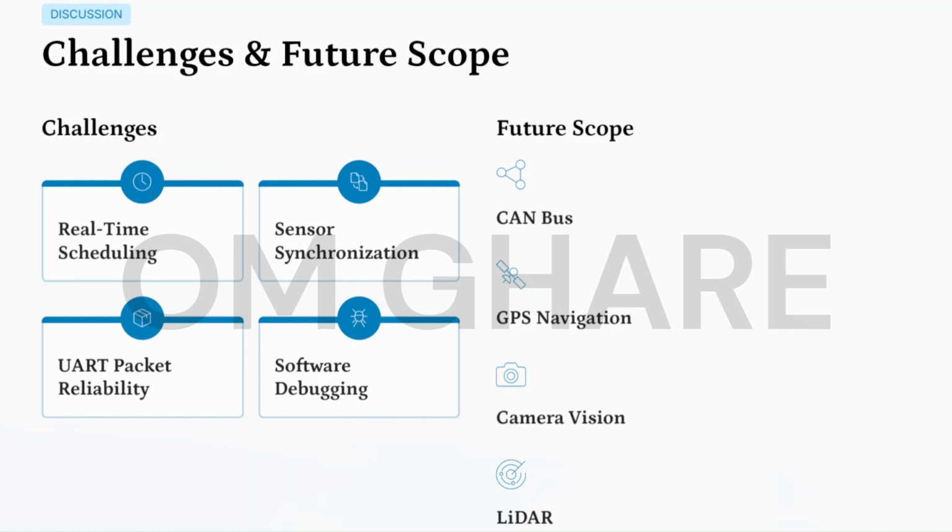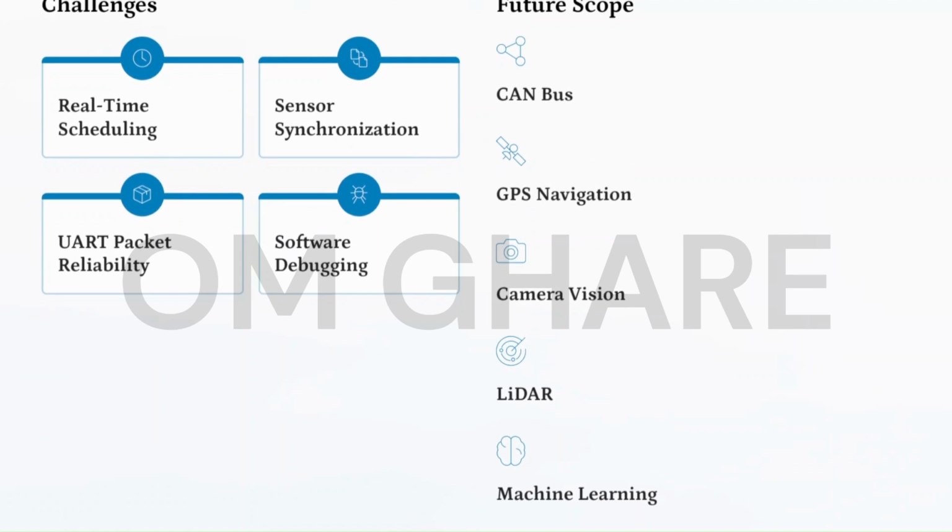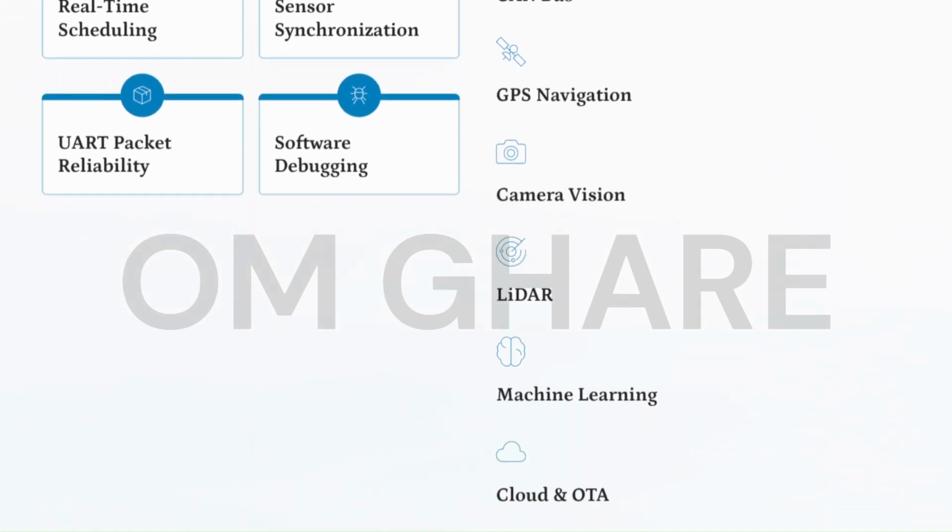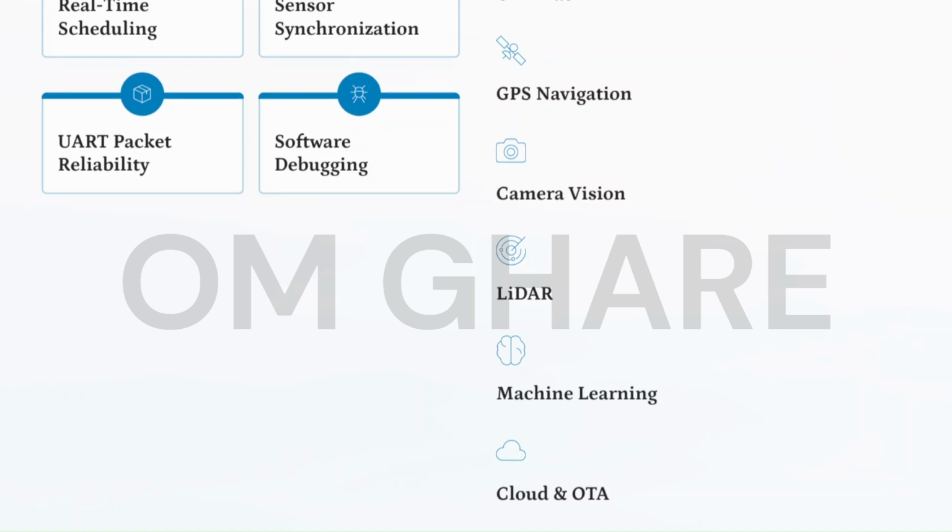So what can we do to improve this? Instead of UART communication, the system can also implement CAN bus. Additional sensors such as GPS, cameras, and LiDAR would be effective. Also, machine learning can be implemented. Finally, cloud connectivity and over-the-air updates would enable remote diagnostics, data logging, and firmware updates. So although the current implementation works, it can be enhanced and transformed into a much more advanced automotive platform.